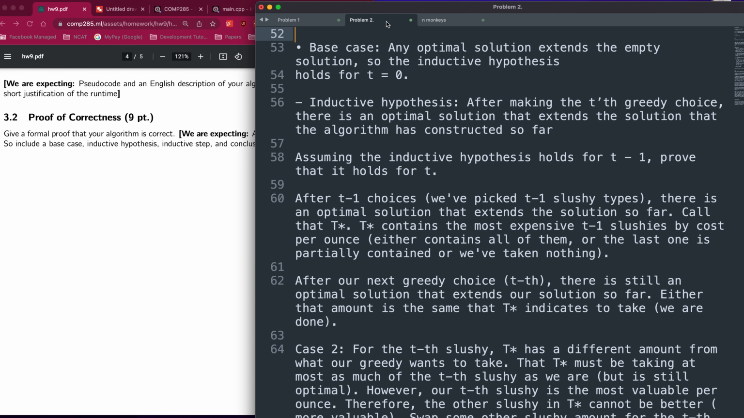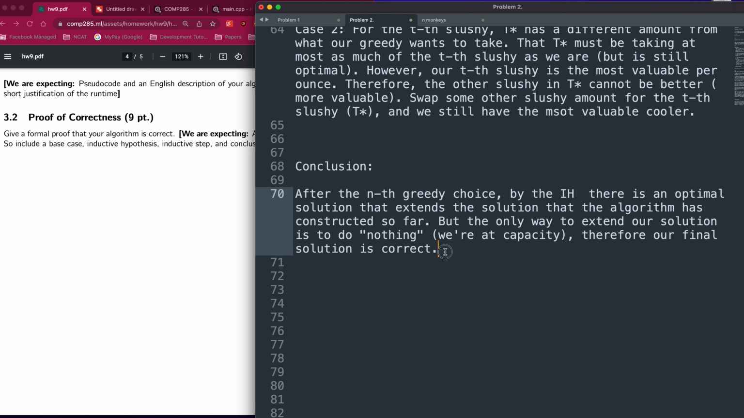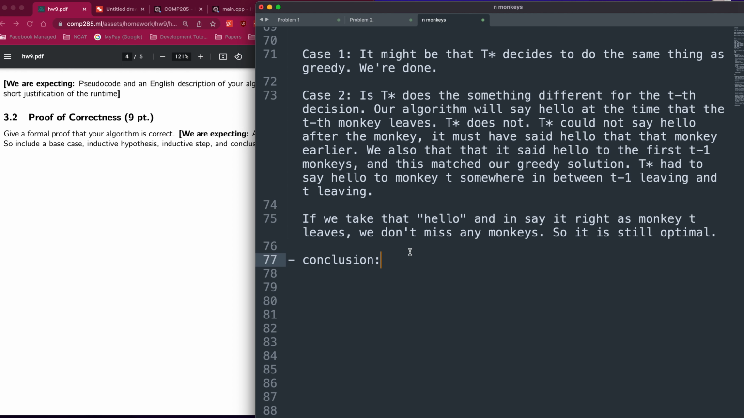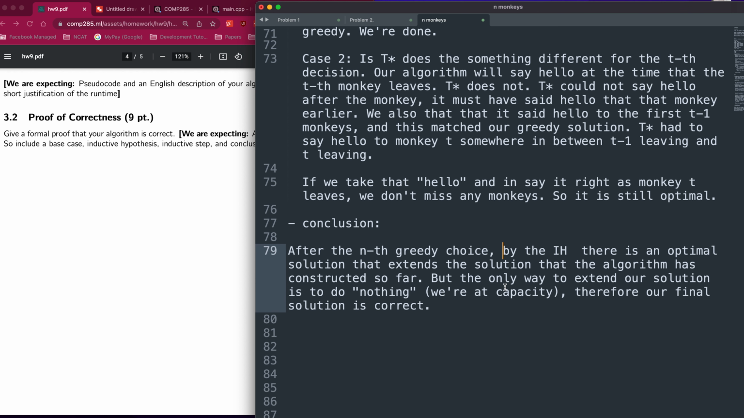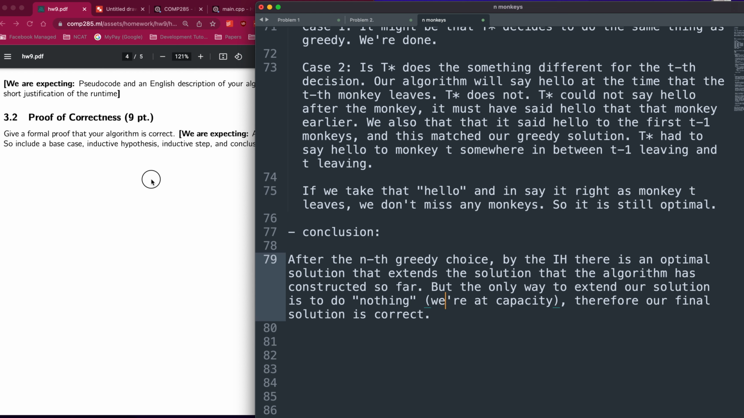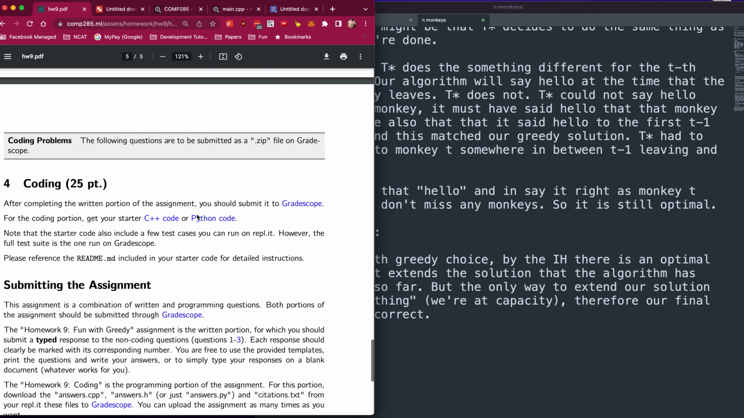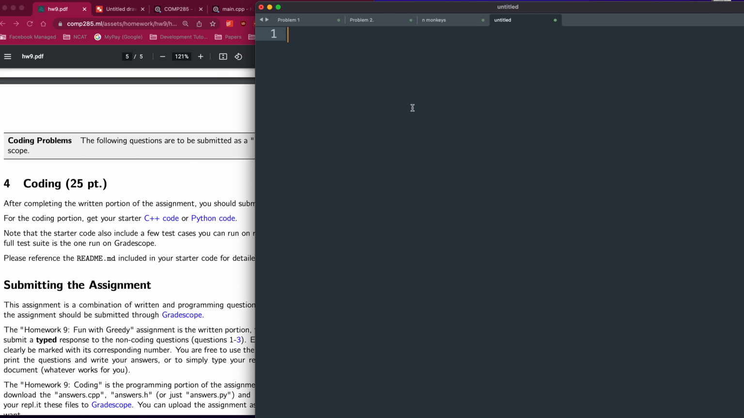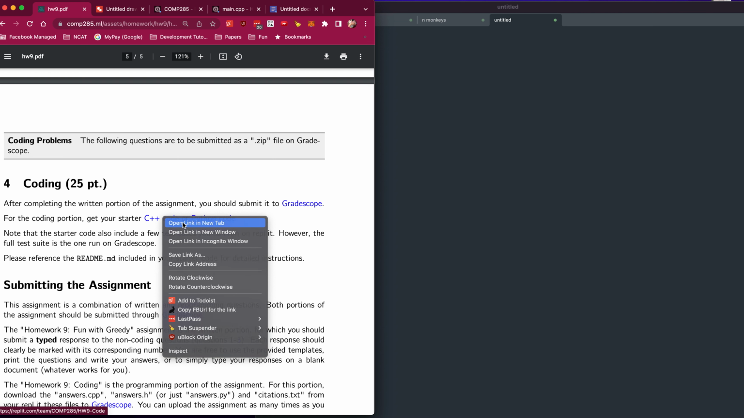And then for the conclusion, again, it's basically the same thing here, which is after the nth greedy choice by the inductive hypothesis, there's an optimal solution, which is just a fancy way of saying that our algorithm is correct. Cool. All right, so that's for the written part. Let's go ahead and hop on over to the coding portion.